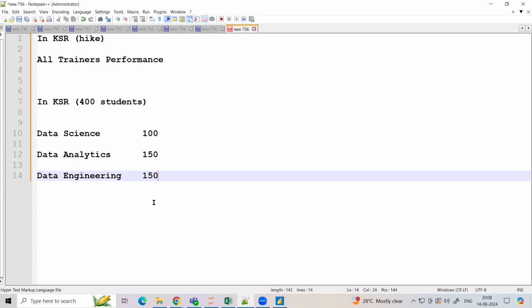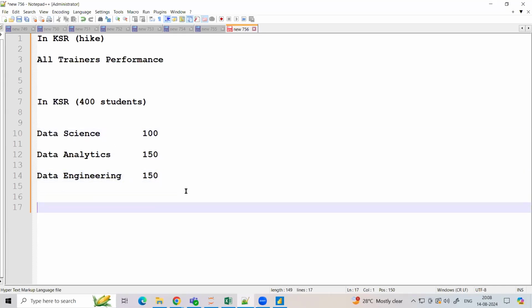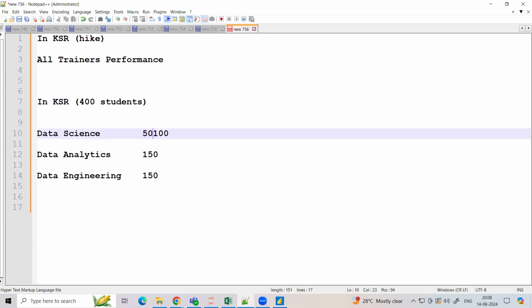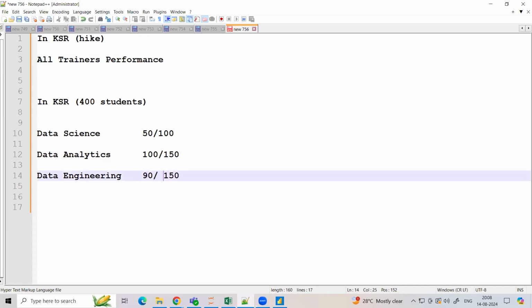Now, among these, let's see how many of them have got offers. Because to give a hike, they'll see the trainer's performance, and then they'll give you the hike. That is what happens. In data science, out of 100 students, 50 students got placed. In data analytics, 100 students got placed. In data engineering, 90 people got placed. This is the number. And please be informed, for data analytics, I'm the trainer.